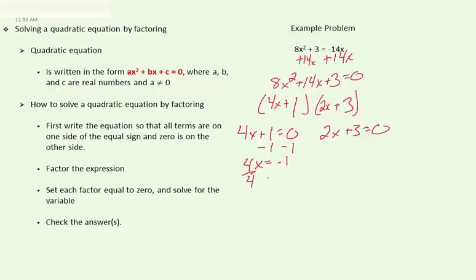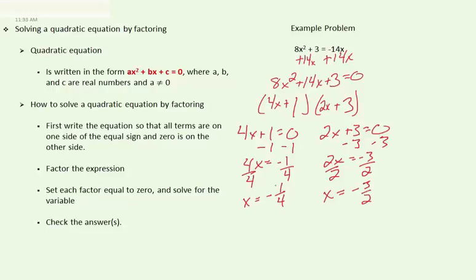To get x by itself, we'll divide by 4, and we'll see that x will equal -1/4. And then on our left side, we'll do the same, where we'll subtract 3 from both sides, which will give us 2x is equal to -3. And then to get x by itself, we'll divide each side by 2. And when we do so, we'll get x will equal -3/2.